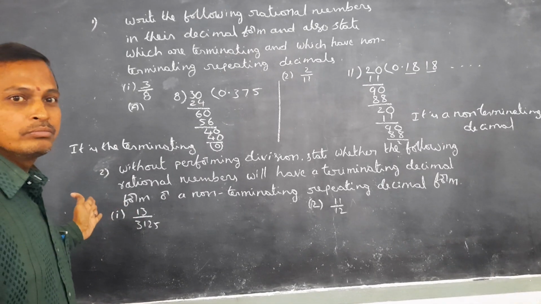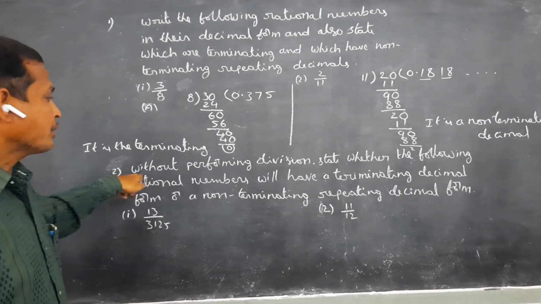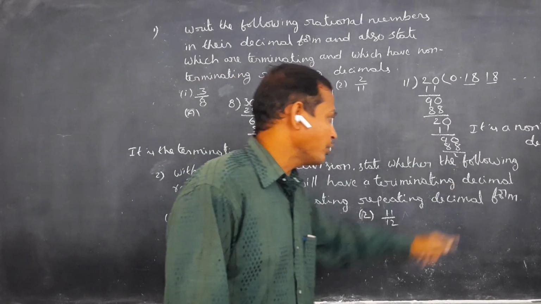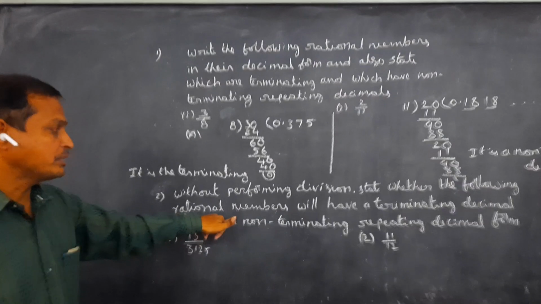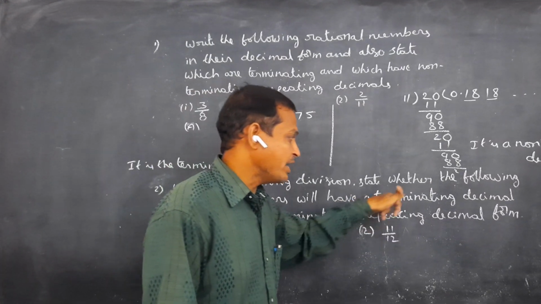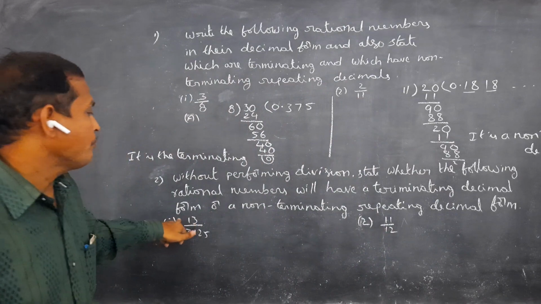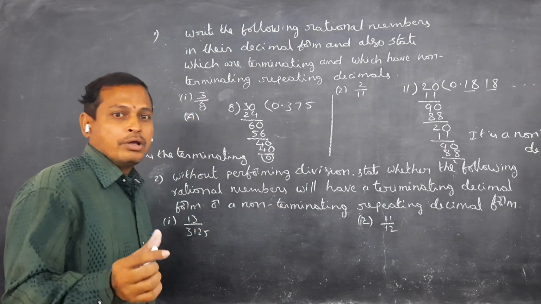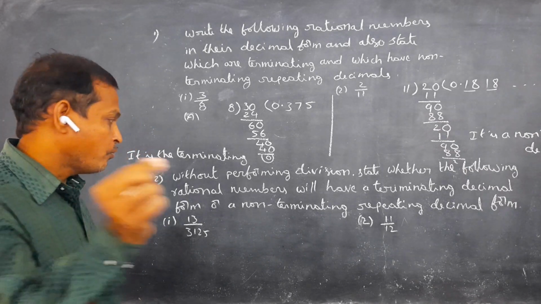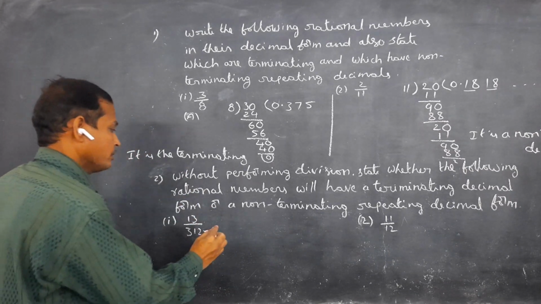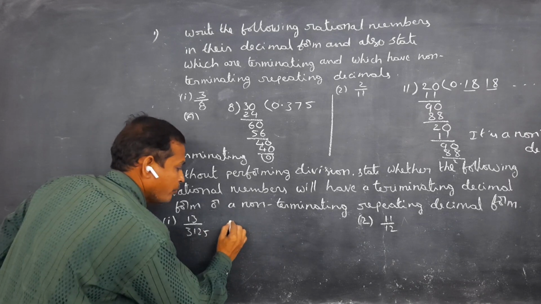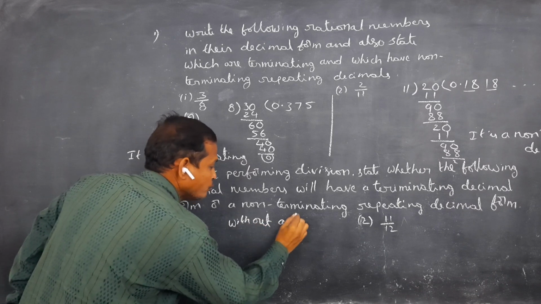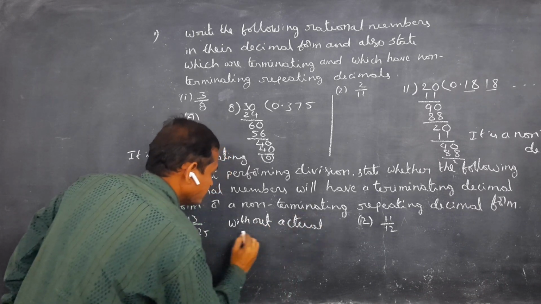Second sum. Listen carefully. Without performing division, state whether the following rational numbers will have a terminating decimal form or a non-terminating repeating decimal. So, children, the formula without actual division.